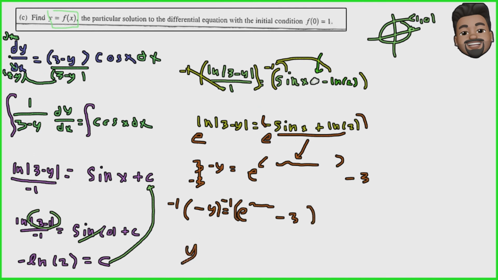So we're going to get y is equal to, when I distribute this negative 1 over here, it does not apply to the exponent. So it's just going to be negative e to the power of everything up here, which we already got written up, plus 3. And this would be my final solution.